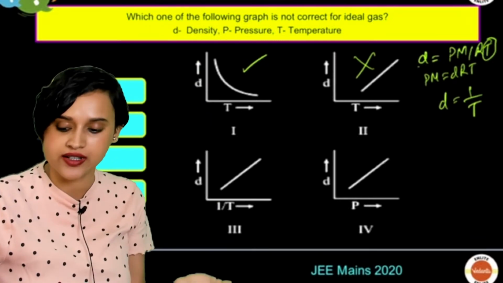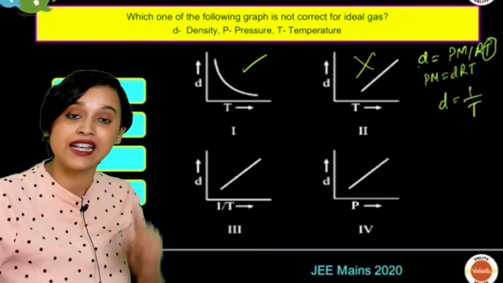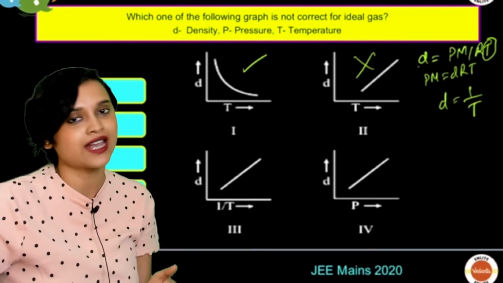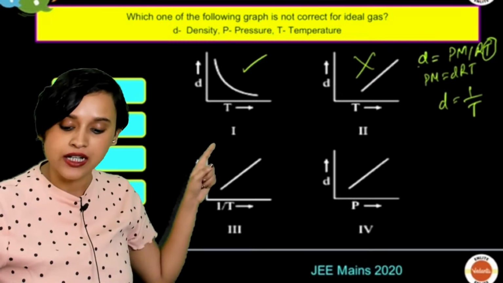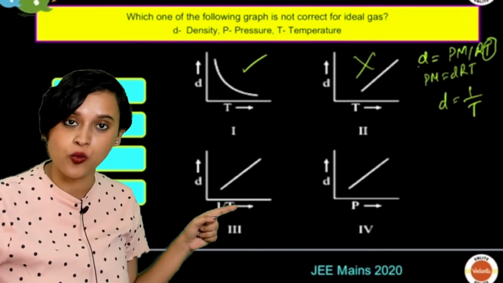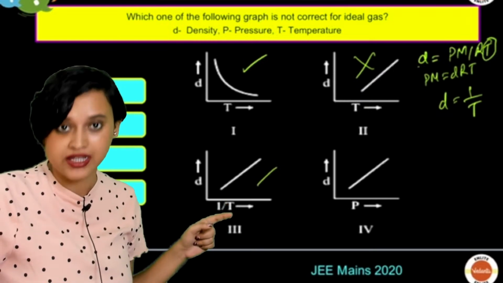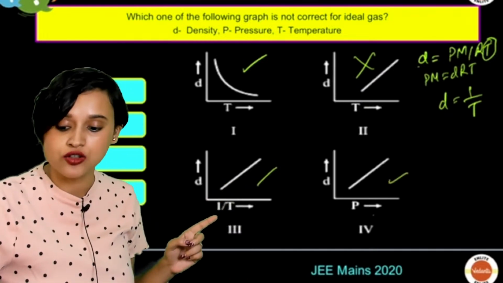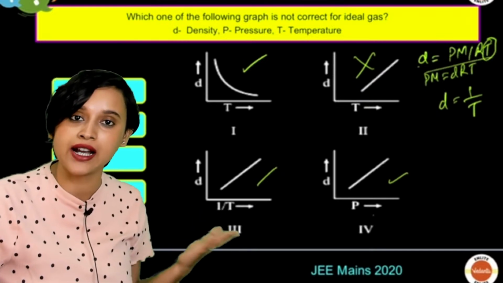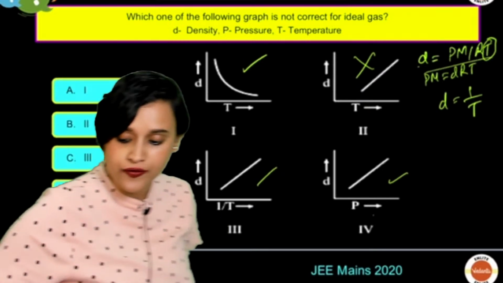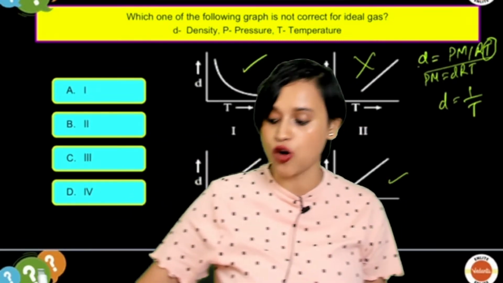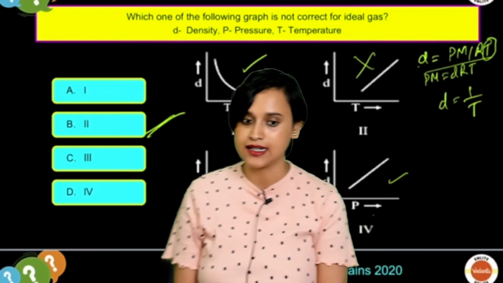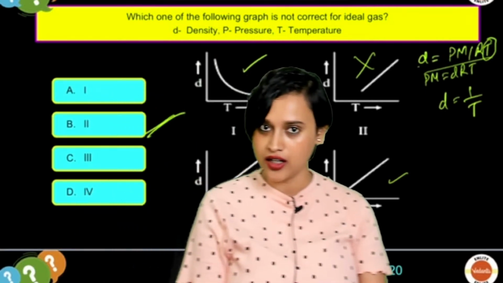This definitely is wrong. It cannot be a straight line. We are saying that D is inversely proportional to temperature. That means this is definitely wrong. But look at this. D is directly proportional to 1 by T. That means yes, this is correct. And D is directly proportional to P. This is also correct, because look at this formula. D is equal to PM divided by RT. So all of it makes sense. Only option 2 is the wrong one, and that means option B is our correct answer. Make sense, everybody? Are we clear with this?